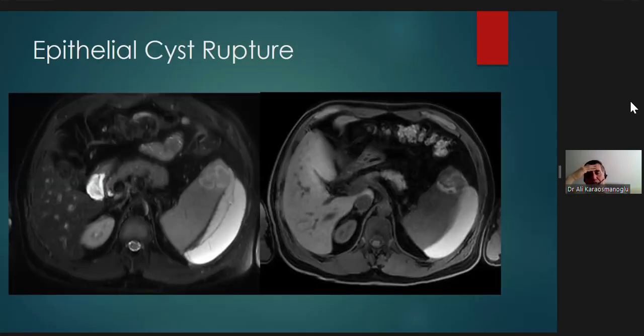So this was an enigmatic case. We really didn't decide before the surgery what was going on here. This patient, no known history of any malignancy, presented to ED with abdominal pain. So ultrasound confirmed subcapsular fluid and a heterogeneous area in the splenic parenchyma.